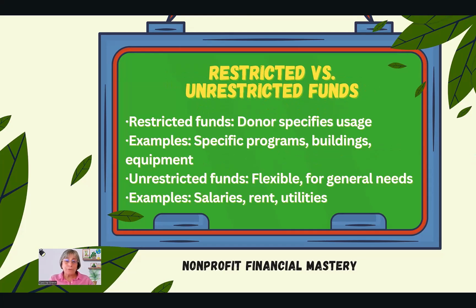So, with restricted funds, a donor may specify how those funds are going to be used. For example, they're going to be used for our after-school program, or they're going to be used for a new building that we're doing, or we need to purchase some equipment. So the donor will specify that I am donating to this particular program or this particular project.